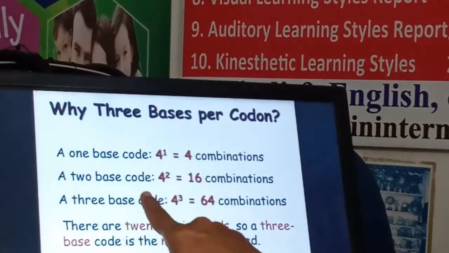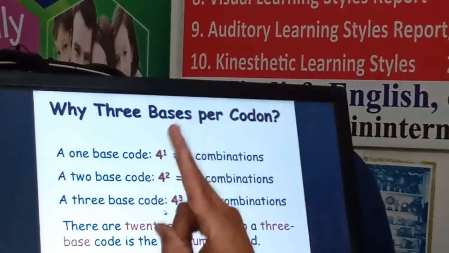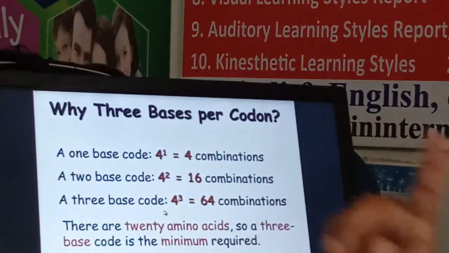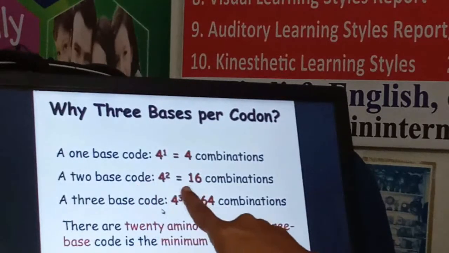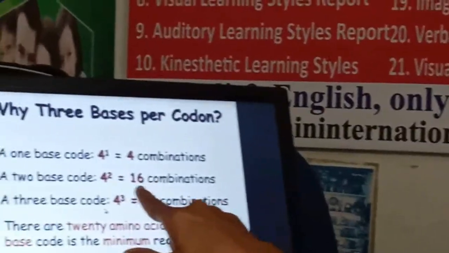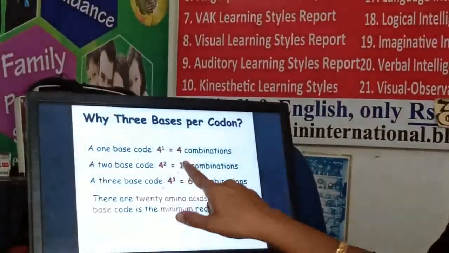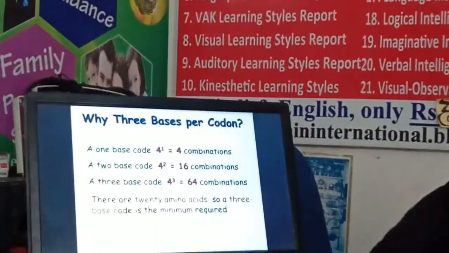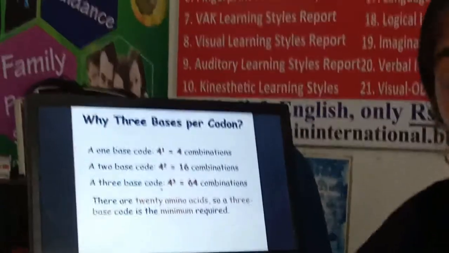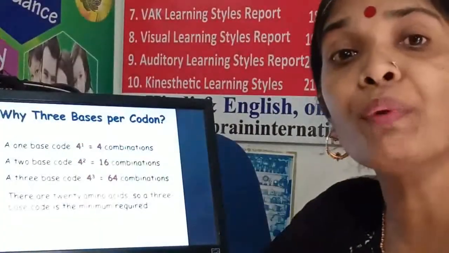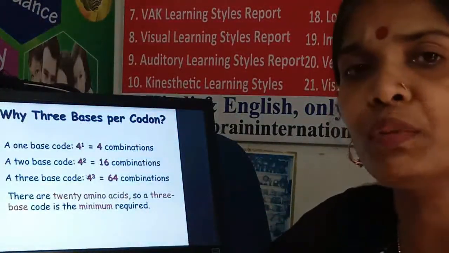Now the second criterion: he said that if we take a combination of 2 bases, like AT, GC, GA, then it will give 4 into 4, so a total of 16 different combinations. These will represent 16 different amino acids. And how many amino acids do we have? 20 amino acids. So are these 16 combinations sufficient for 20 amino acids?